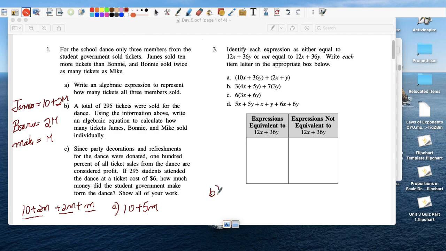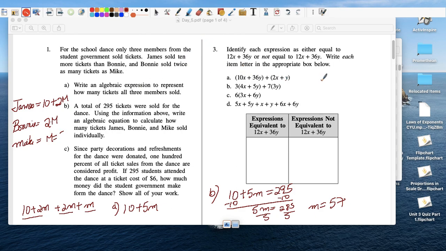Part B says 290 tickets were sold, right? Using the information above, figure out how many each sold. Well, I can set up an equation. 10 plus 5M, use the expression from before, equals 295. Subtract 10 from each side, we get 5M equals 285. Divide both sides by 5, and M equals 57. So that means that Mike sold 57.